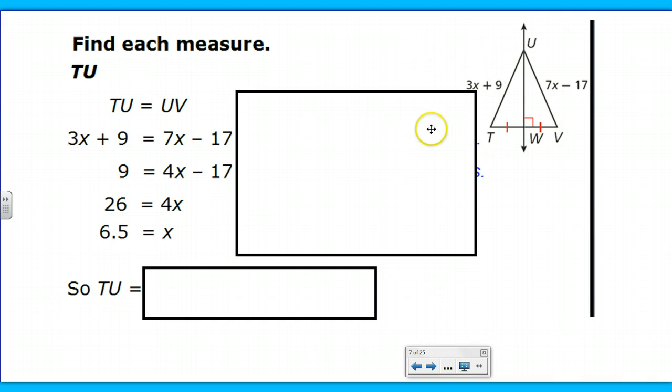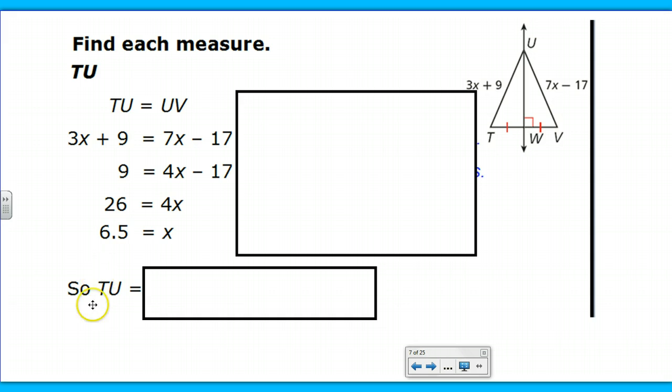Find each measure. In this diagram, we're looking for TU, the length TU. And we can see, again, a perpendicular bisector given by this right angle, and these little hash marks that tell us TW is congruent to WV. So we know that U is equidistant from T and V, the endpoints of that segment. So we can see that 3x plus 9 equals 7x minus 17, right? So we can solve for x, as I did here.